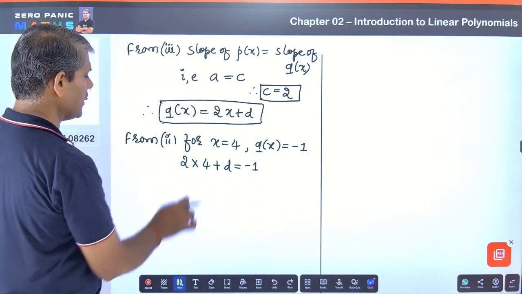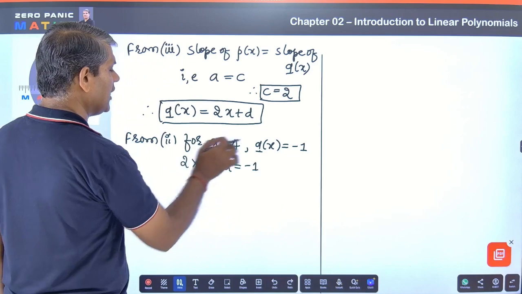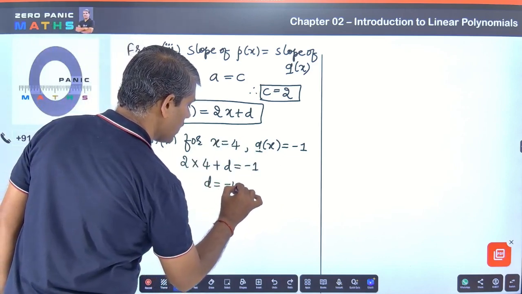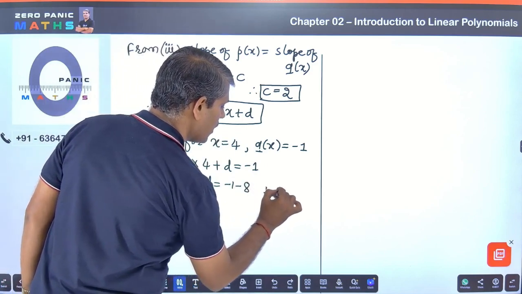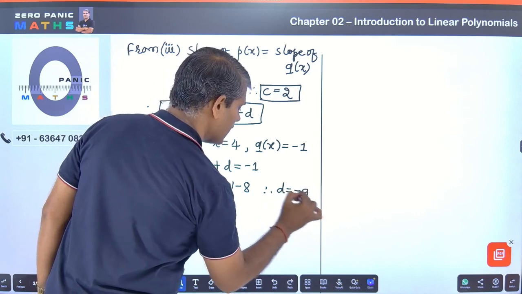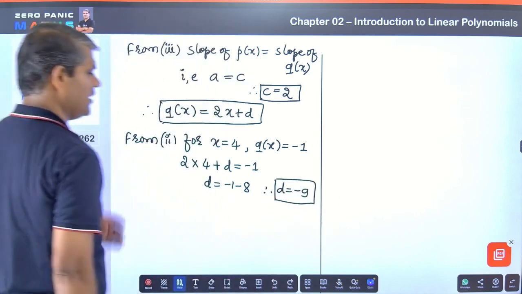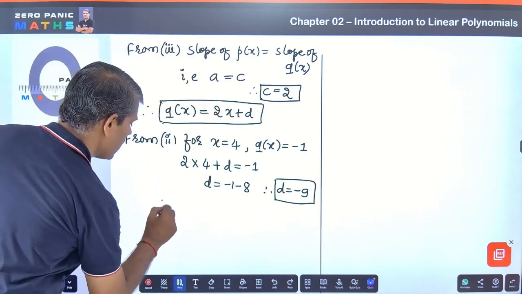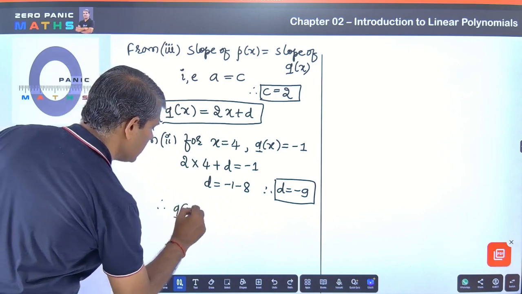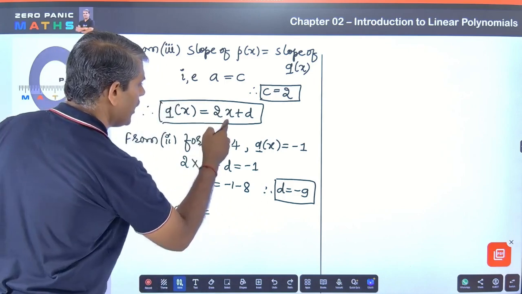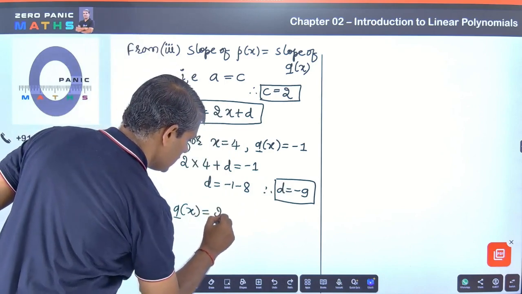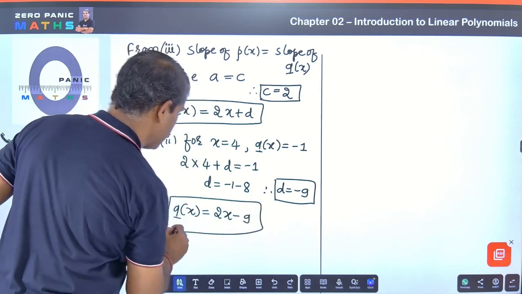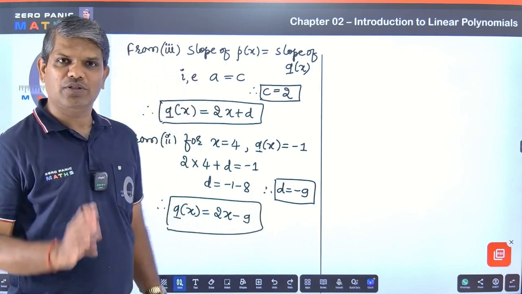I'm just substituting that. So 2 into 4 is 8. Taking 8 to that side will make it d is equal to -1 minus 8, and therefore d is equal to -9. Substituting d is equal to -9 in this equation, therefore I can say q of x is equal to 2x minus 9. 2x minus 9 is the second required polynomial. Understood this? Okay.